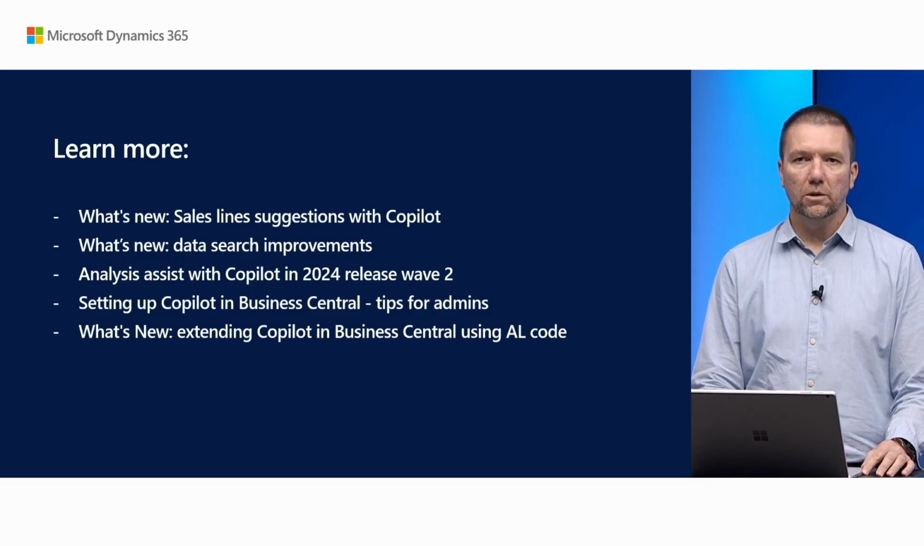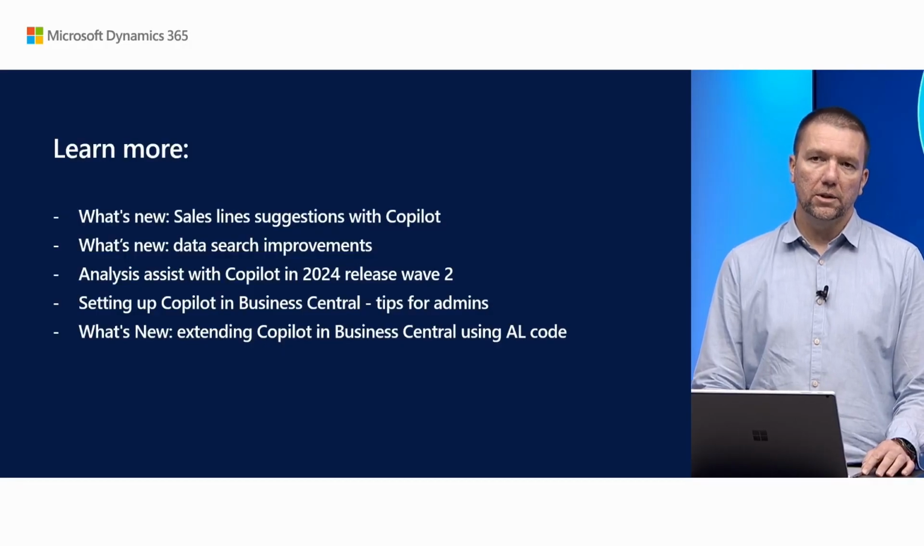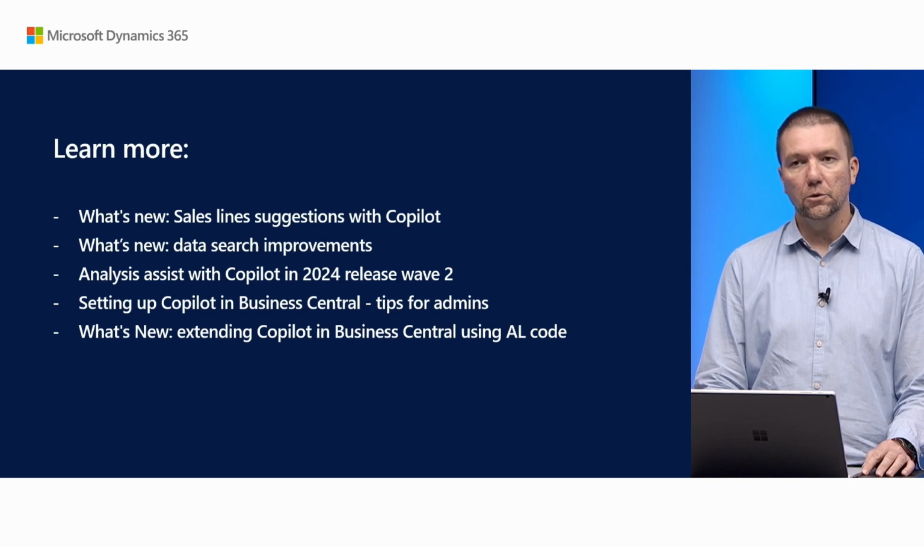Part of my team also developed another feature called Sales Line Suggestions with Copilot. This functionality was released already in the previous wave, but there are a couple of new exciting things in it. The platform team also delivered data search, which we are using, and that could be a nice resource for you to learn how we are improving data search across the product. Then Analyst Assist with Copilot, and for admins, how to set up Copilot in Business Central. And finally, for developers, there is a good resource on how to extend Copilot within Business Central using AL code.